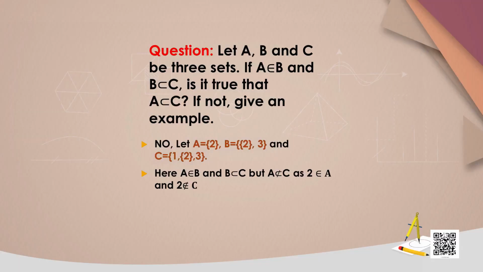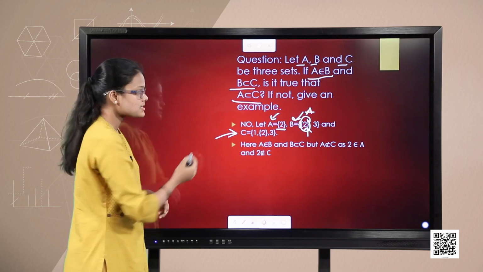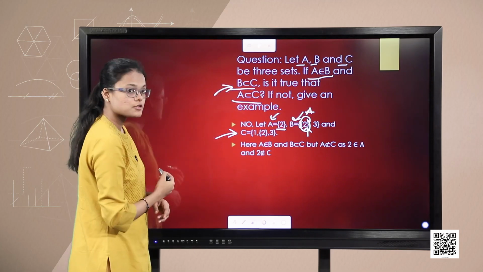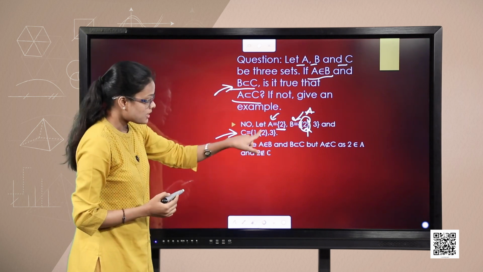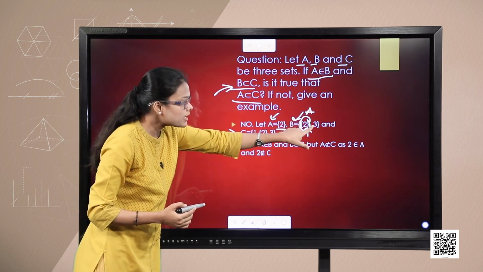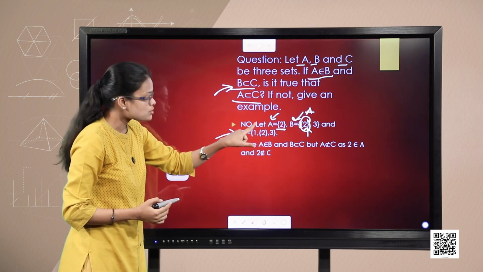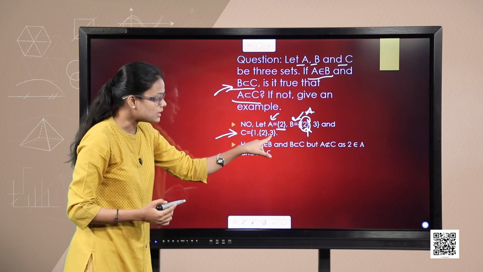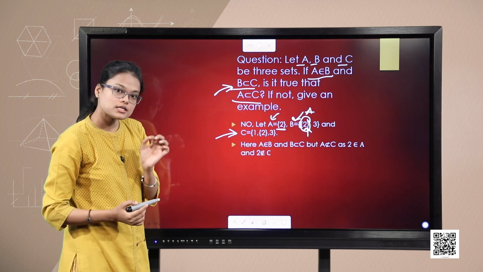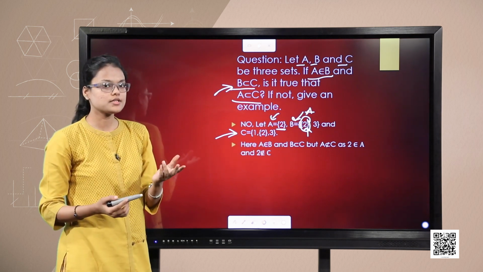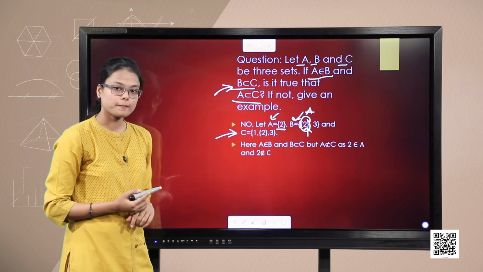Now, see the construction of the set C. C consists of 3 elements: 1, set {2} and 3. And yes, it satisfies this condition, that is, B is a subset of C. As you can see, every element of B is there in C. So, set {2}, 3 is a member of C, with any other element, let us take 1.